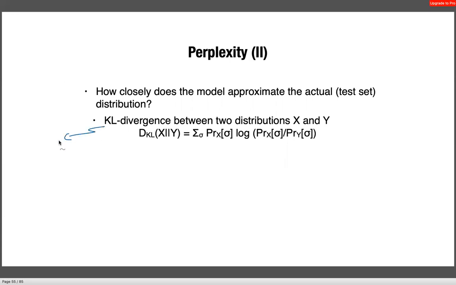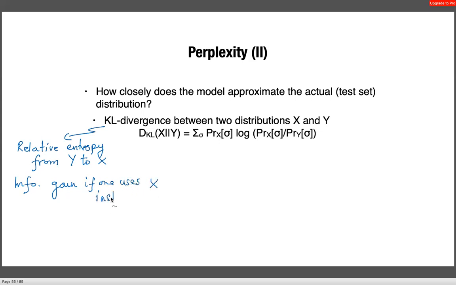KL divergence is sometimes also referred to as the relative entropy. So it's the relative entropy from Y to X. You can also think of KL divergence as the information gain if one uses X instead of Y. In other words, you can think of this as the amount of information you're losing when you use Y to approximate X. So X is your true distribution and Y is the model distribution. And KL divergence is asymmetric. The relative entropy from Y to X is not the same as the relative entropy from X to Y.